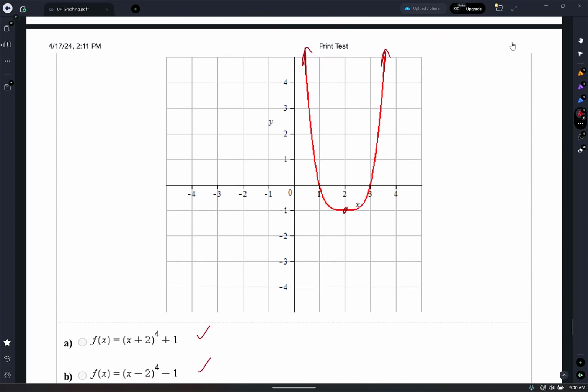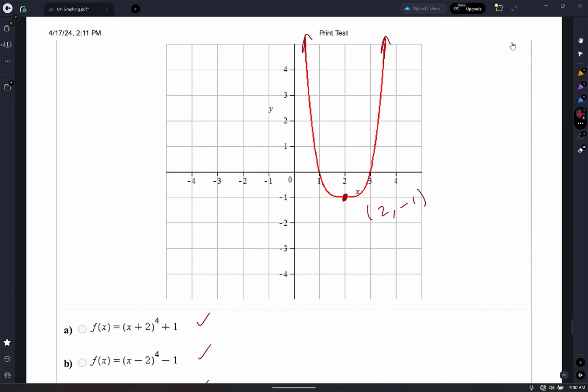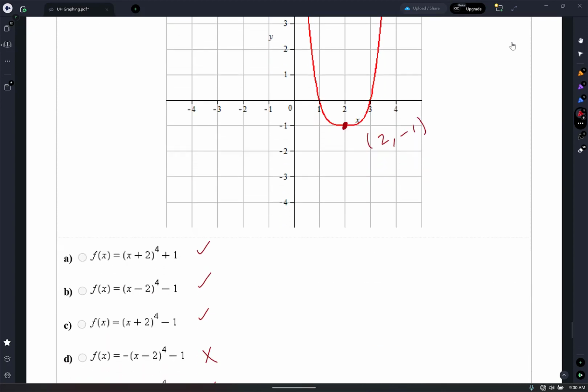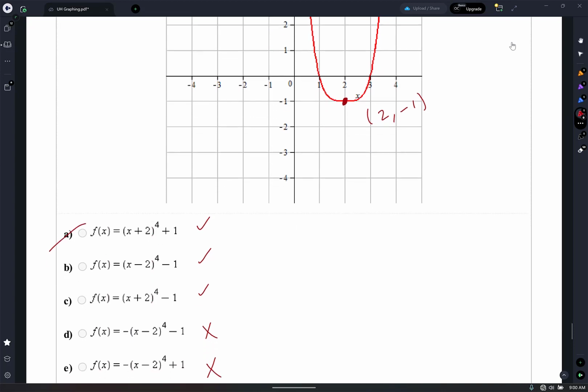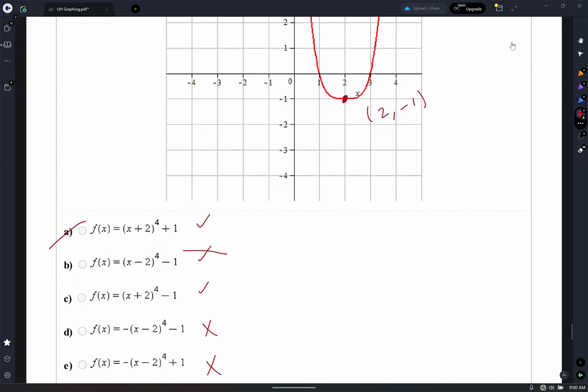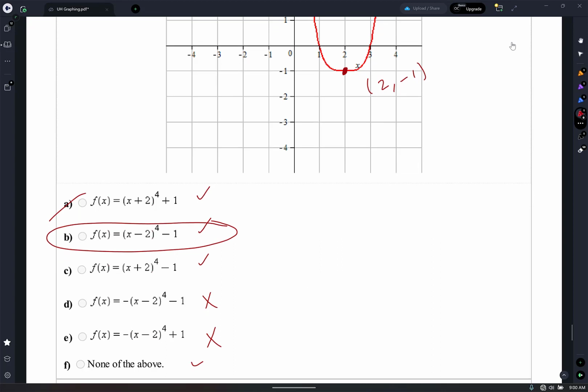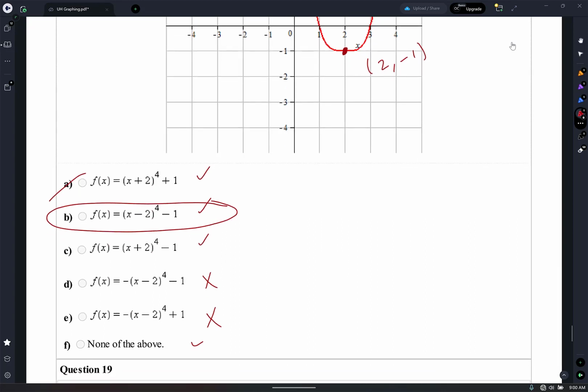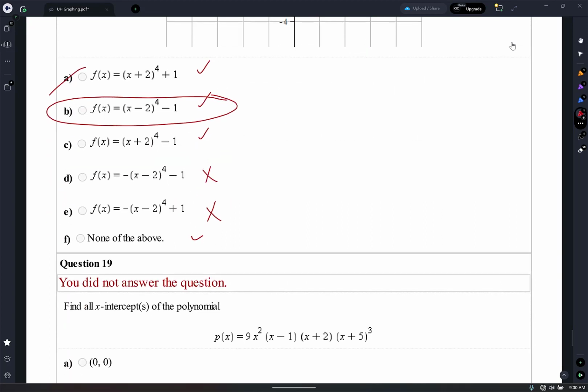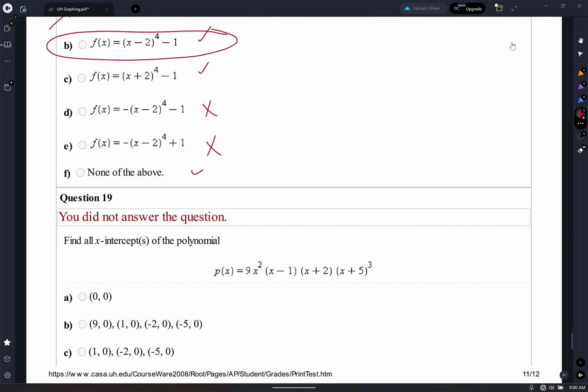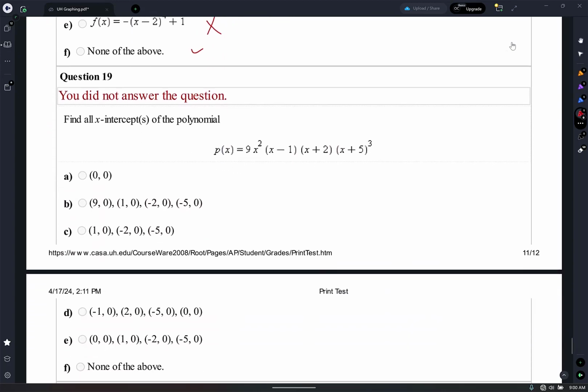Next, what's my shift? It looks like that center is at (2, negative 1). So I'm going to look for something like x minus 2, minus 1. So out, x minus 2. There it is, letter B. Cool or not cool?